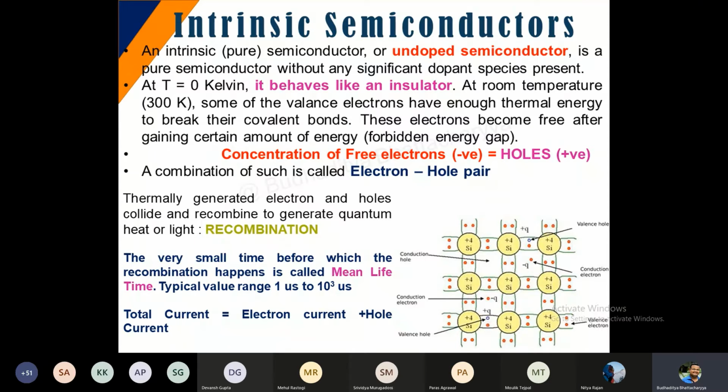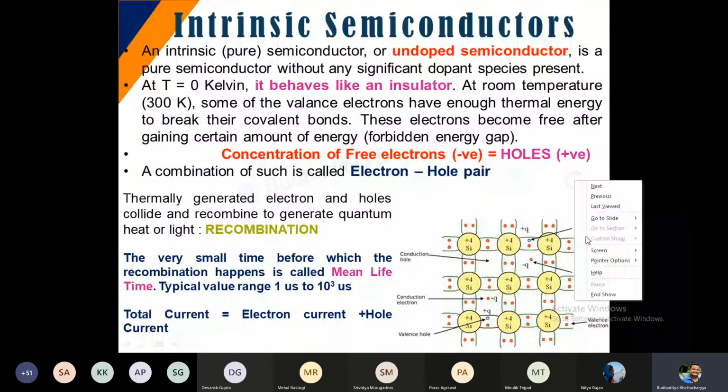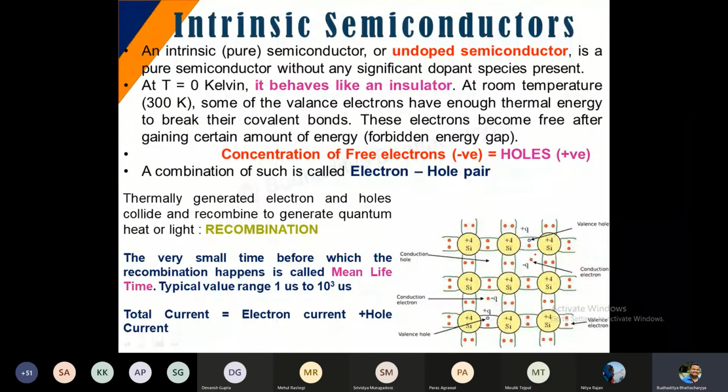All right. So in this particular diagram, there are a few important points. One is that you can observe that these are the free electrons. You can see this over here. All right. So these electrons are free. Why are these electrons free? From the valence band they have come out and reached the conduction band.